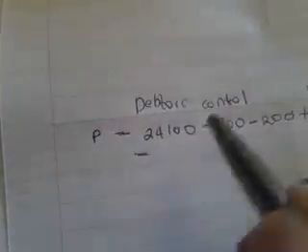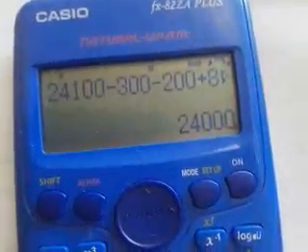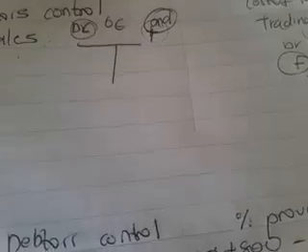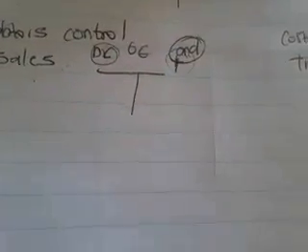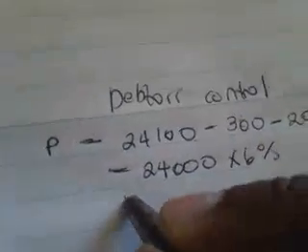So what will be your total debtors control? It will be 24,100 minus 300 minus 200 and then plus 800 minus 400 to give you 24,000. So your debtors control is sitting at 24,000, right? And then that's where you can now times it by the provision of bad debt.